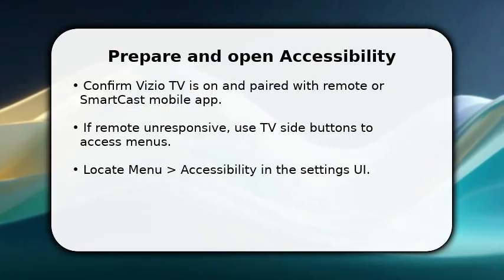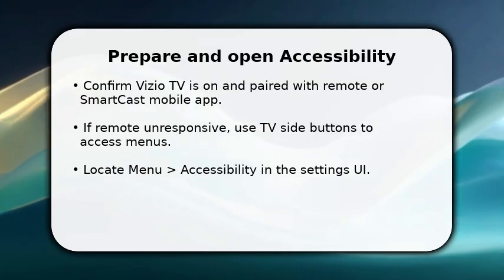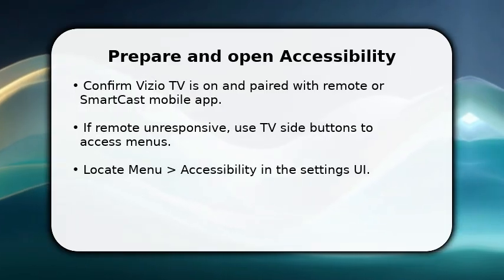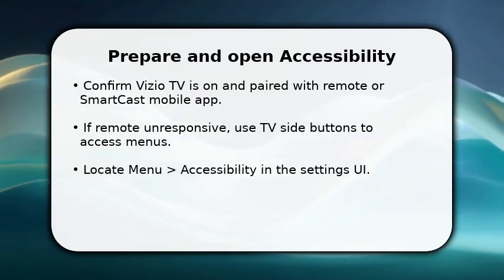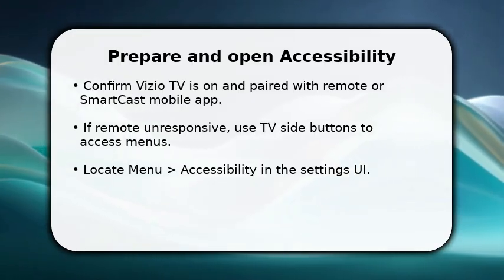You start by powering on the Vizio TV and having the remote ready. If the remote fails, use the TV side buttons to proceed. Once the set is active, press Menu or Home, then navigate to Settings. Make sure you enter System or All Settings and find Accessibility.